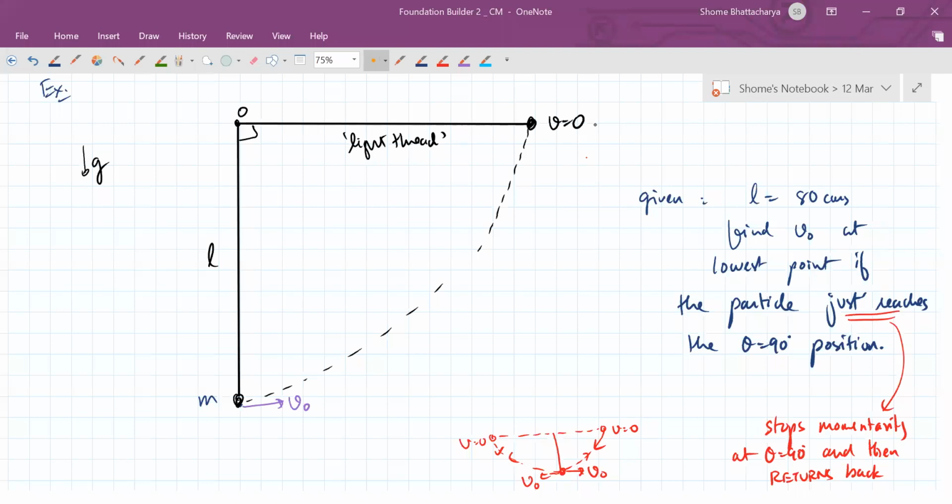Yeah, Bhargav, what I said is we have to find the value of v0 at the lowest point, that is, how much speed we should give at the lowest point so that the particle just about reaches the 90-degree position. It doesn't go beyond 90, but it doesn't stop before 90 also. It just reaches 90, is at rest for a moment, and then comes back, and then goes to 90 on the other side, and like that it will oscillate. Understood, no?